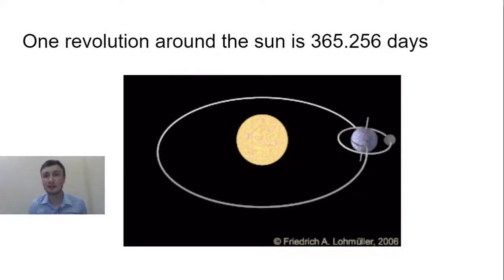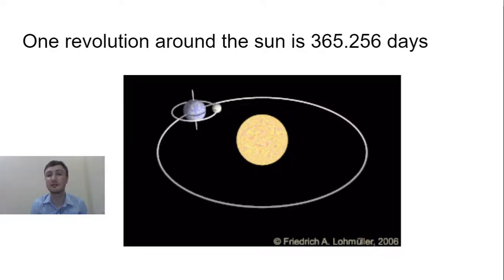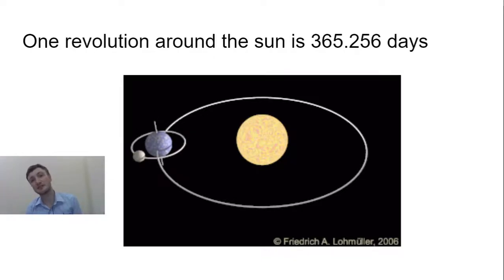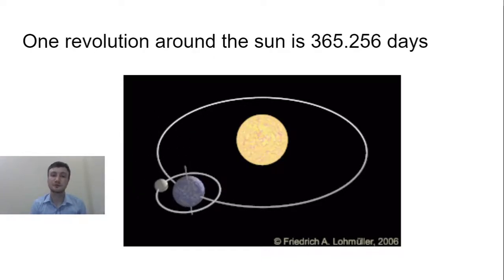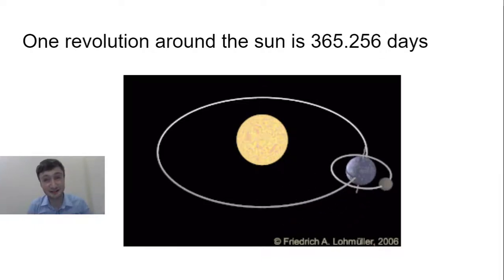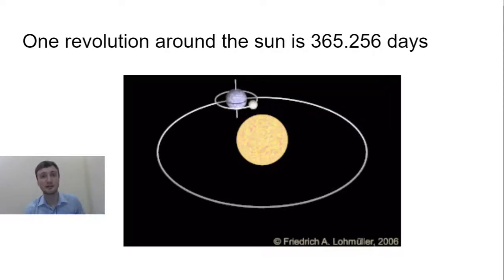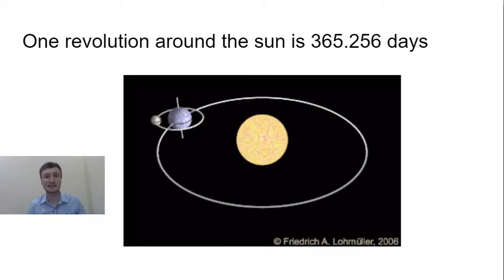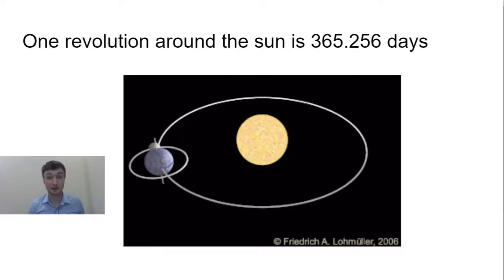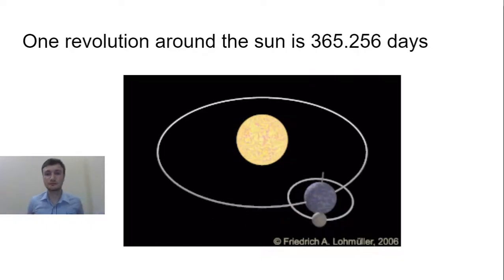Okay, so one revolution around the sun is 365.256 days. As you probably know, it's not exactly 365 days. So sometimes we add up a few bits of days. We have to put them into our calendar to make everything add up right. That's why you have leap years.